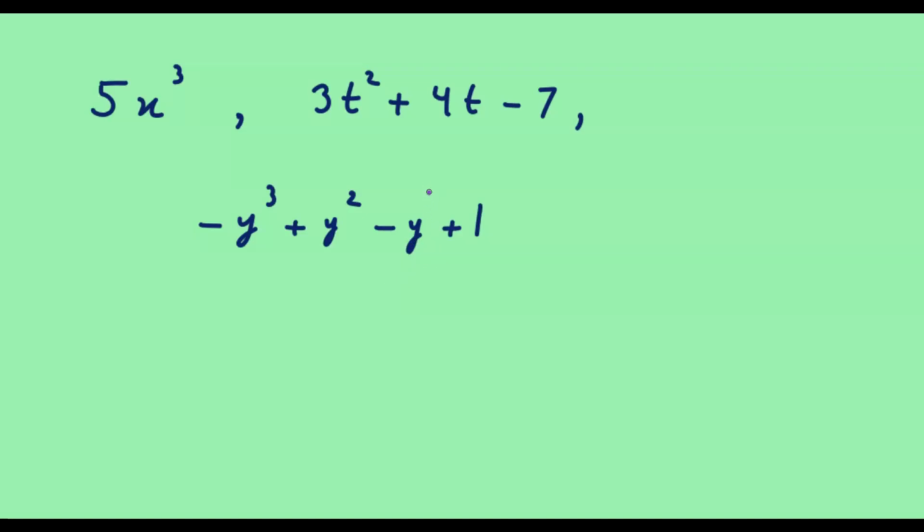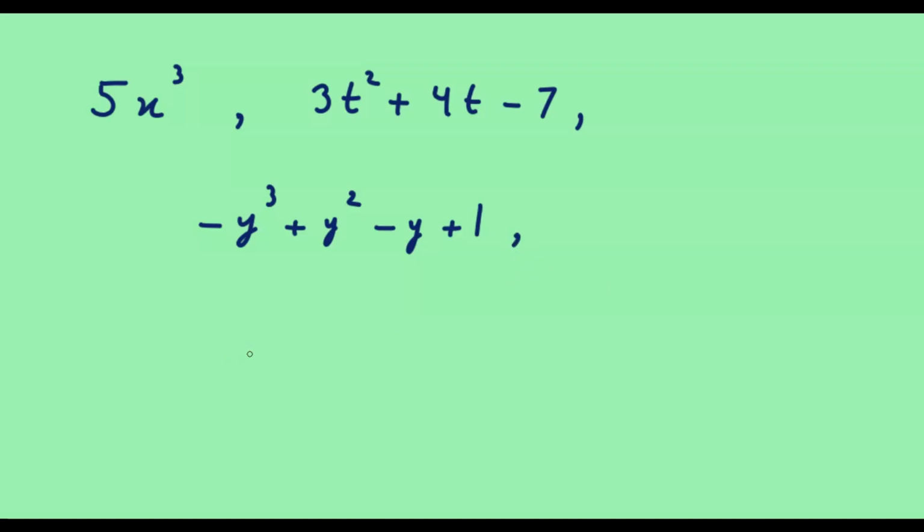We can write that as y to the power of 1. And for the last term, the constant, we can write that as 1 times y to the power of 0. So all of the variables are raised to whole number exponents. So negative y cubed plus y squared minus y plus 1, this is another example of a polynomial.